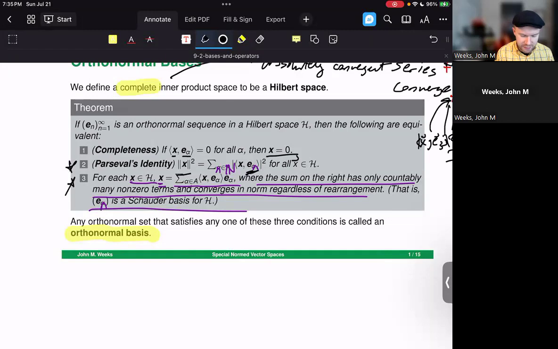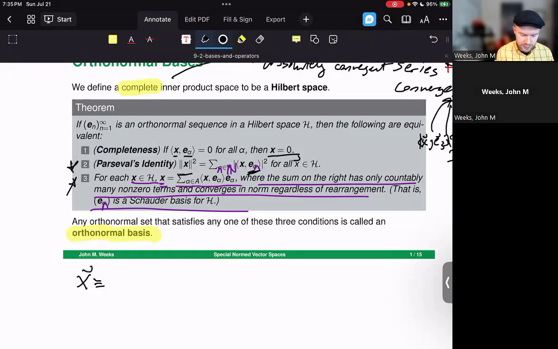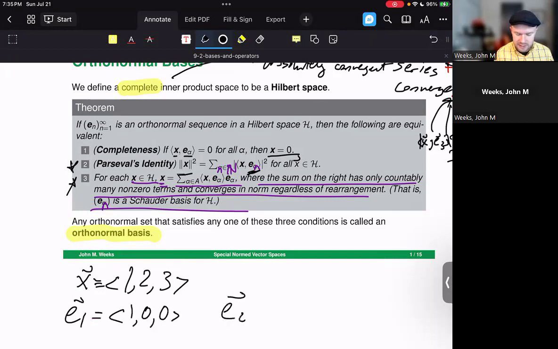Let's take our favorite vector x equal to (1, 2, 3) once again. And let's say that we have an orthonormal sequence. Let's talk about it being E1 equals (1, 0, 0), E2 is (0, 1, 0), and E3 being (0, 0, 1).